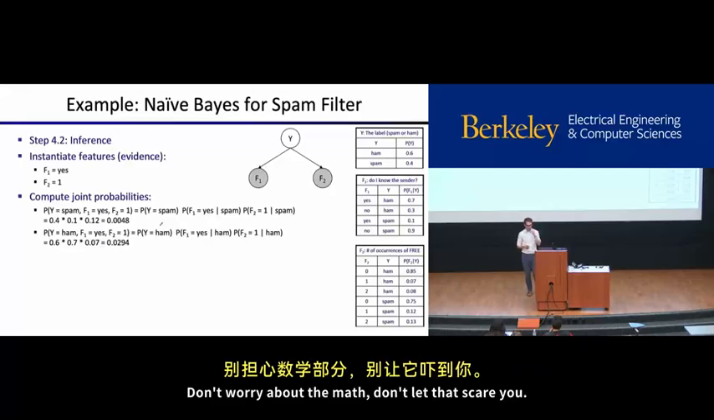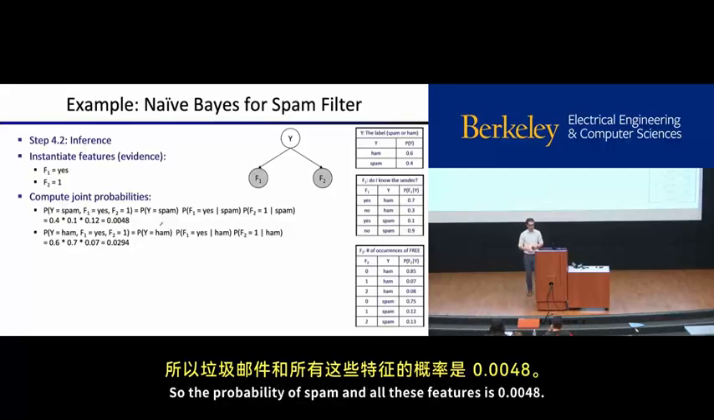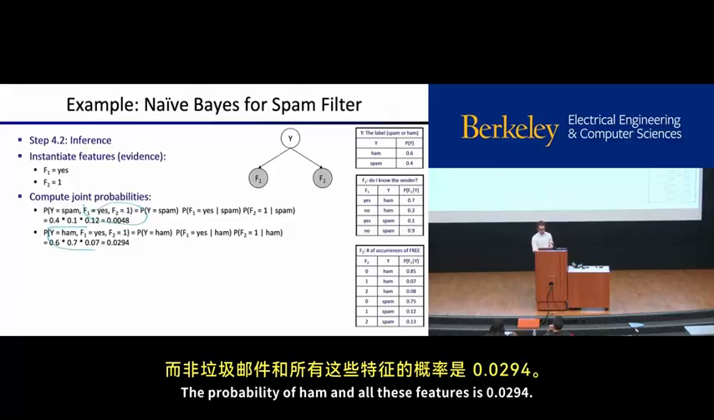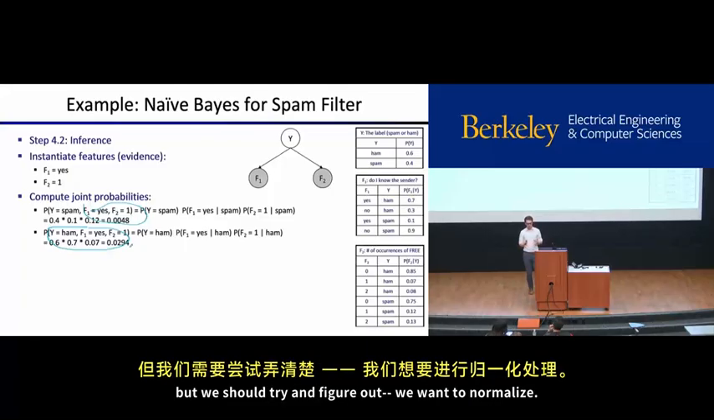Don't worry about the math, don't let that scare you, this is just normal Bayes net stuff. And we get some probabilities. So the probability of spam and all these features is 0.0048. The probability of ham and all these features is 0.0294. And so right away, one of these is higher probability than the other, but we should try and figure out, we want to normalize.